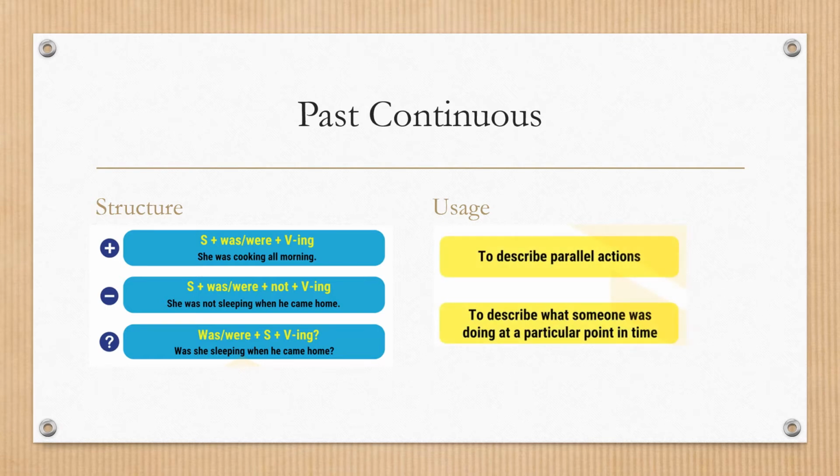In terms of usage, we can say to describe parallel actions, two actions that are happening in past tense, or to describe what someone was doing at a particular point in time. So we are going to say an action in progress in the past.